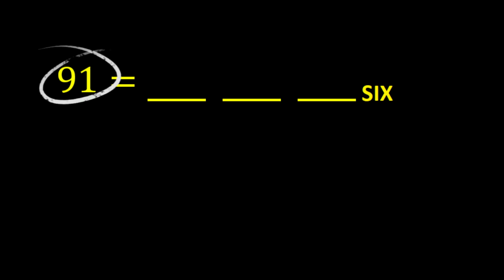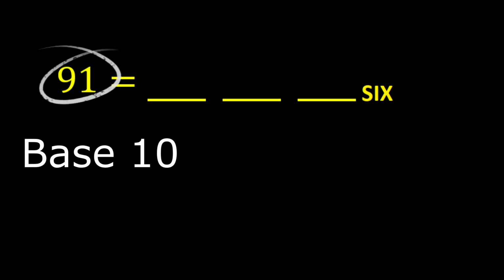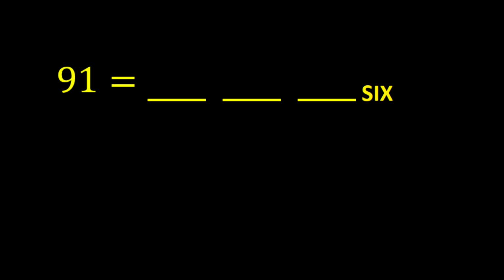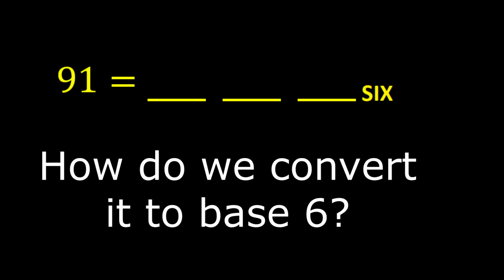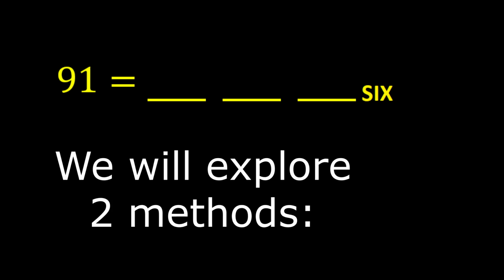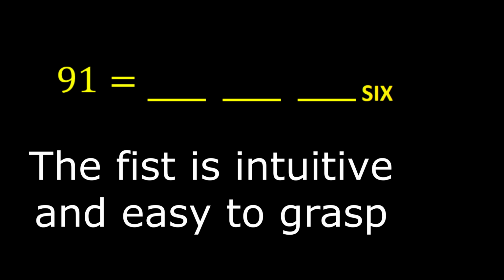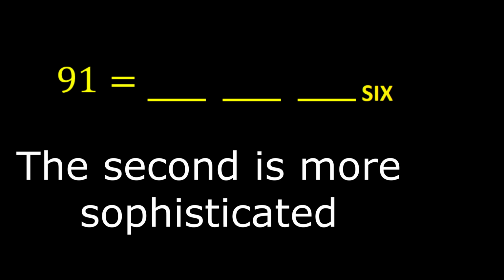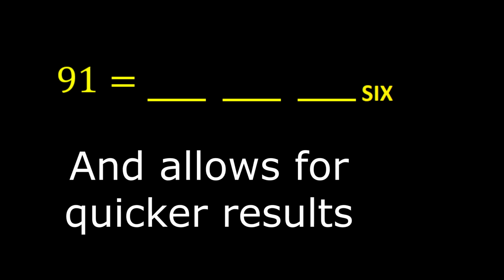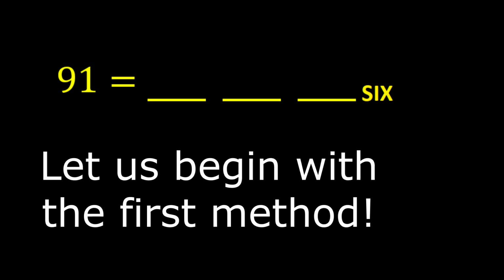The number 91 is in base 10 because, in our convention, when the base is not explicitly written as a subscript to the right of the number, we assume it to be in base 10. So, how do we convert it to base 6? We will explore two methods. The first is intuitive and easy to grasp but can be laborious to execute. The second is more sophisticated and allows for quicker results. Let us begin with the first method.